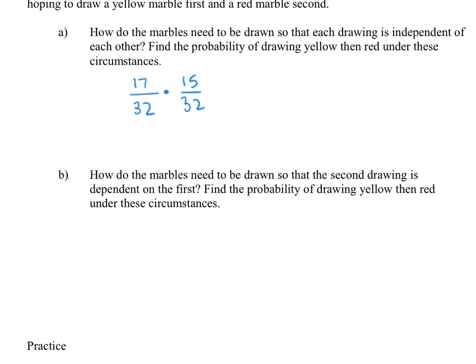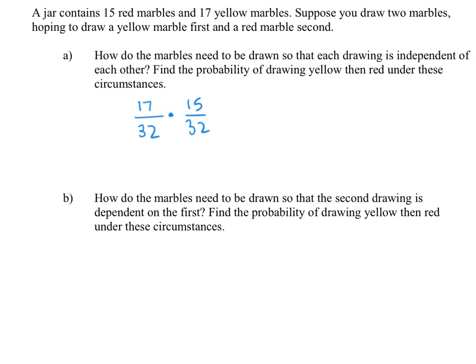Part B. How do the marbles need to be drawn so that the second drawing is dependent on the first? Find the probability of drawing yellow then red under these circumstances. So we kind of talked about this in the part A. If we were to draw a yellow first, there are 17 yellows out of 32 total marbles.